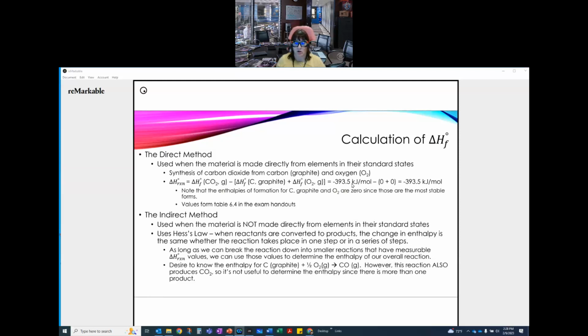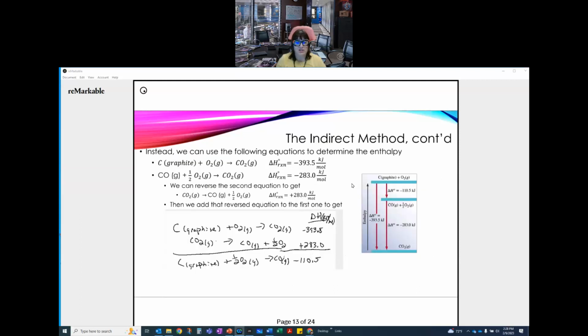So as long as we can break the reaction down into smaller reactions that have measurable delta H naught reaction values, we can use those values to determine the enthalpy of our overall reaction. So we have a desire to know the enthalpy for C graphite plus half an O2 going to CO. However, this reaction also produces CO2, so it's not useful to determine the enthalpy since there's more than one product. Okay, so what are we going to do? Well, there's a way we can deal with that.